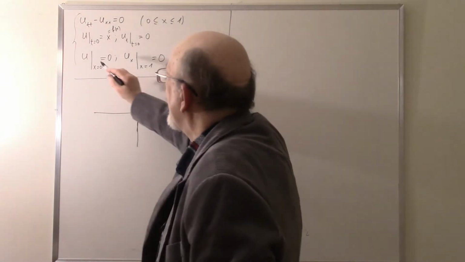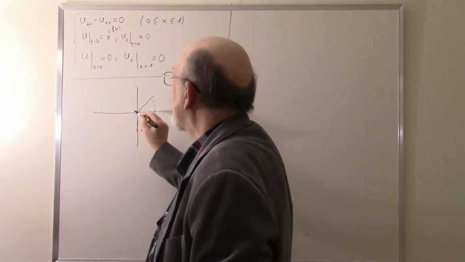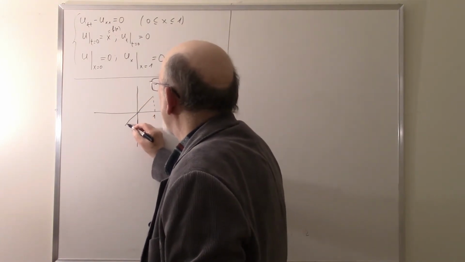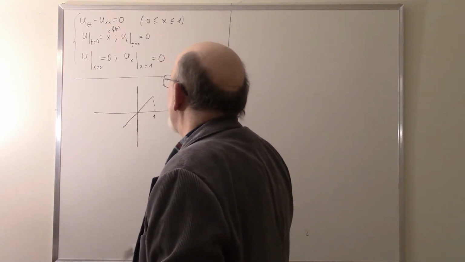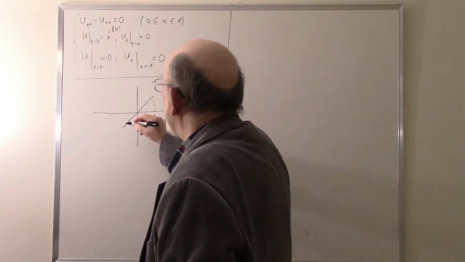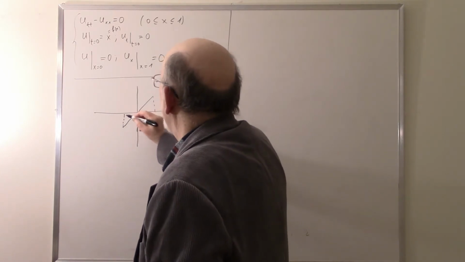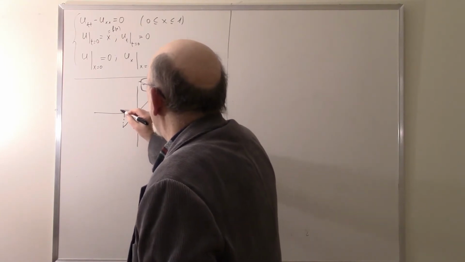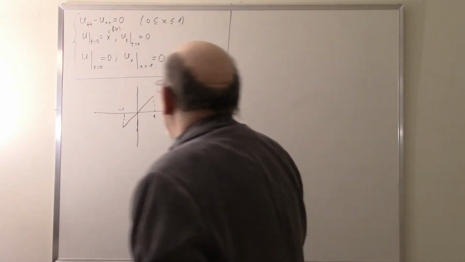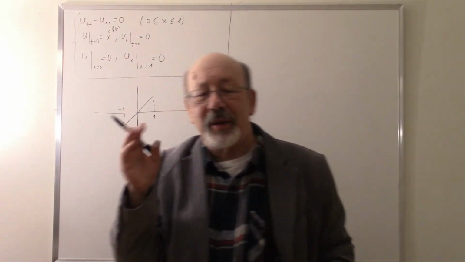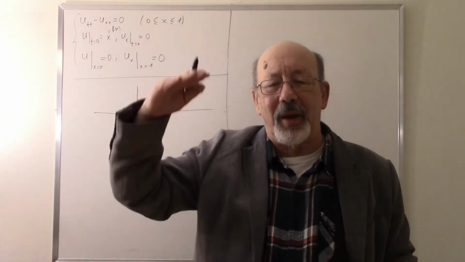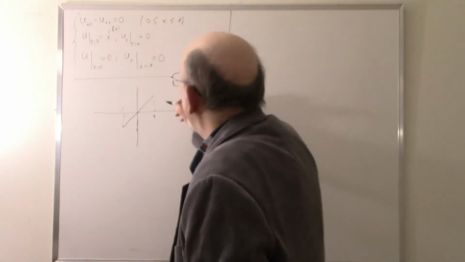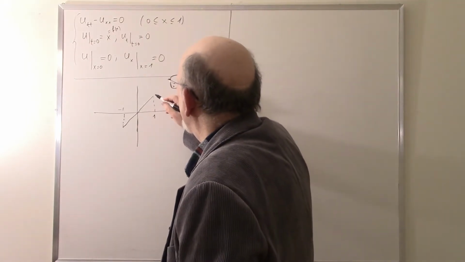Now the left end of the string is fixed. This means that here we have to reflect it in an odd manner. So the function x from 0 to 1 is continued as x between 0 and minus 1. But the right end is the free end. It can move freely. This means that here we have to use the even continuation.